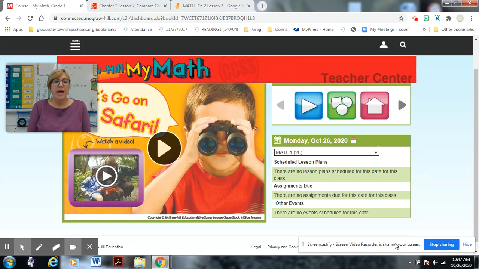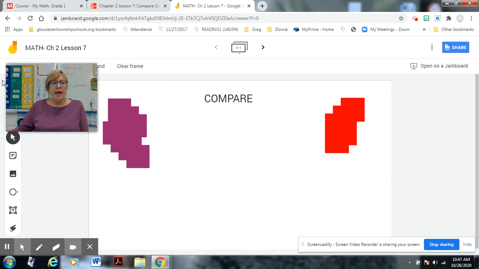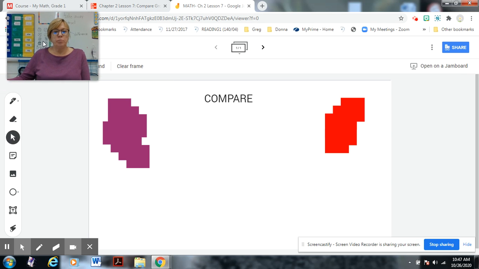Before we begin the actual lesson for comparing, I'd like you to take a look at this little board that I have here. And in the middle it says compare. So if you would like to do this with me, I would say pause and go get your connecting cubes and then come back.